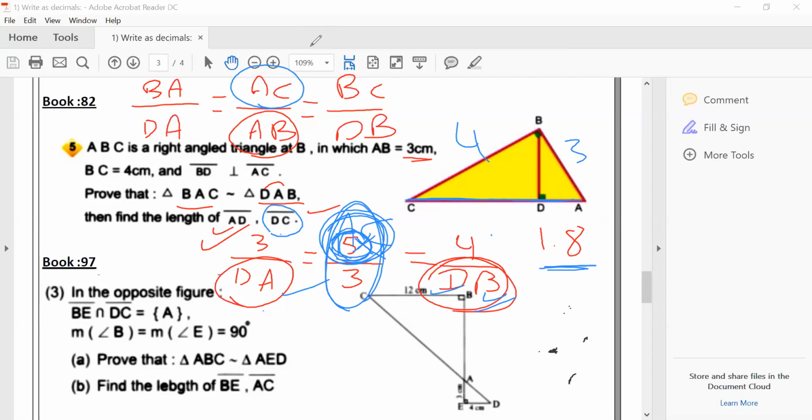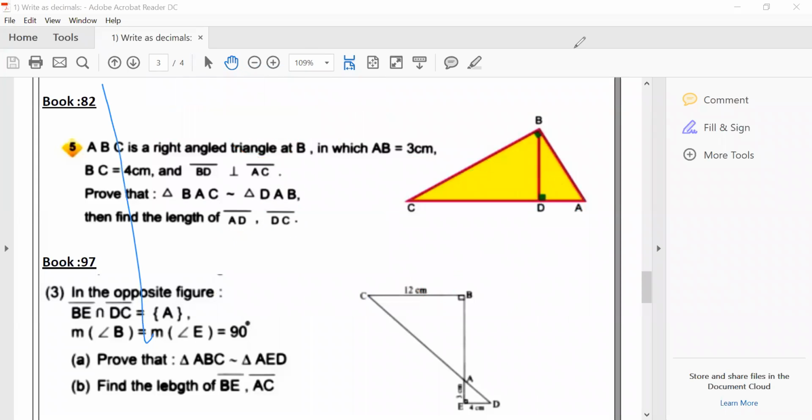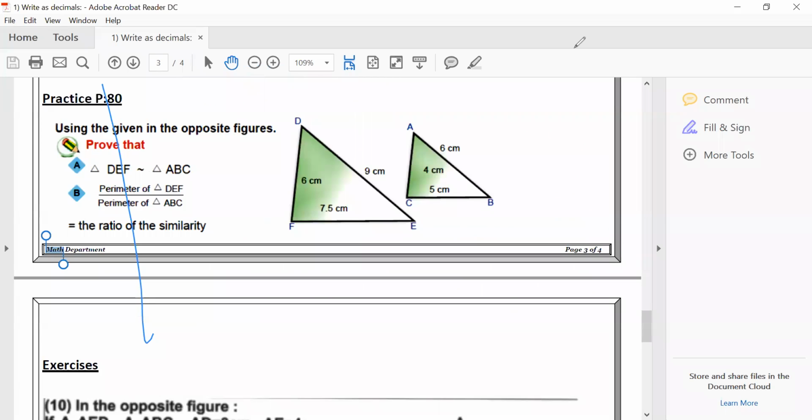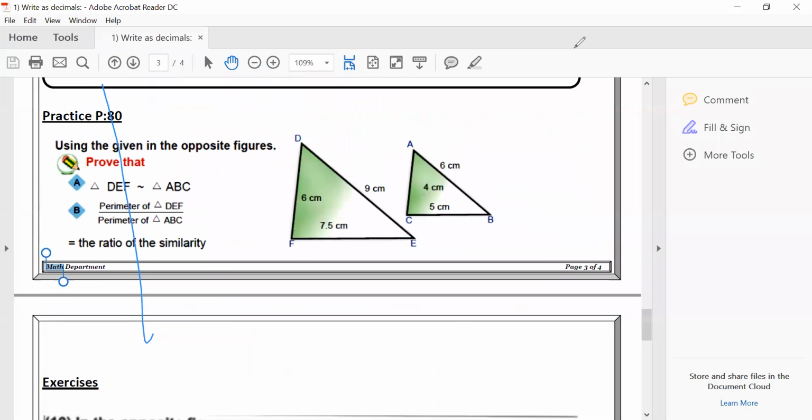You are right, 5. Then I can get DA from cross multiplication, it came out 1.8. Then from Pythagoras AC was 5, so 5 minus 1.8 you will get it. The last one before, because I'm running out of time, only 5 minutes. This one.